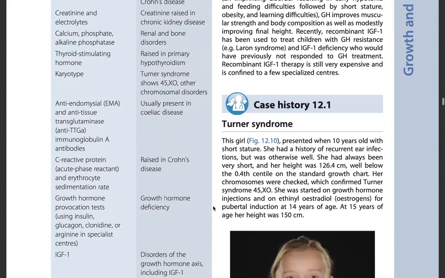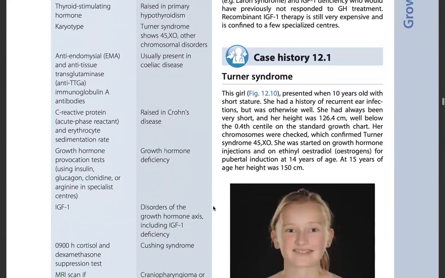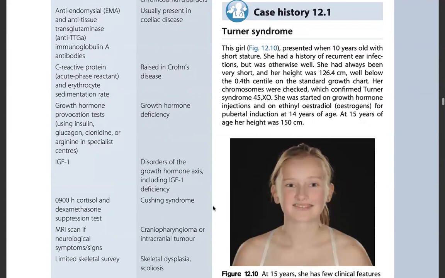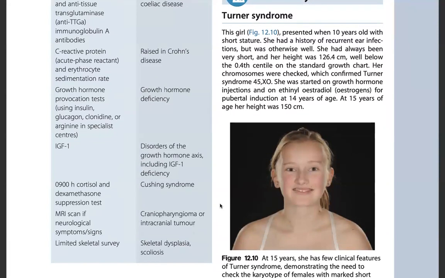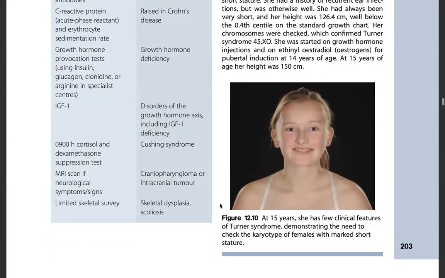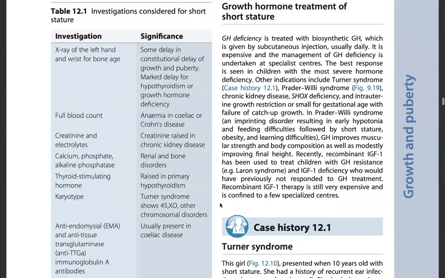Then there is CRP, an acute phase reactant, and erythrocyte sedimentation rate, which is raised in Crohn's disease. Growth hormone provocation test using insulin, glucagon, clonidine or arginine in specialist centers shows growth hormone deficiency. IGF-1: disorder of the growth hormone axis, including IGF-1 deficiency. Nine a.m. cortisol and dexamethasone suppression test for Cushing syndrome. MRI scan if neurological symptoms or signs. Limited skeletal survey for skeletal dysplasia and scoliosis.